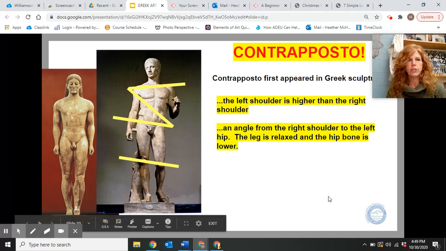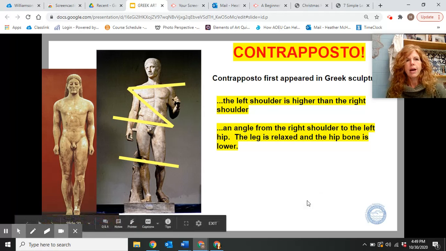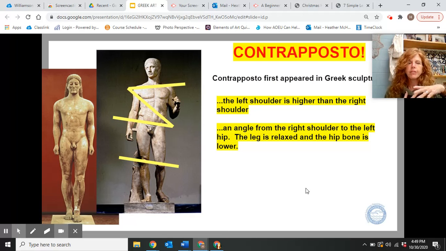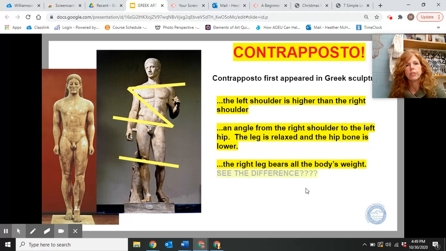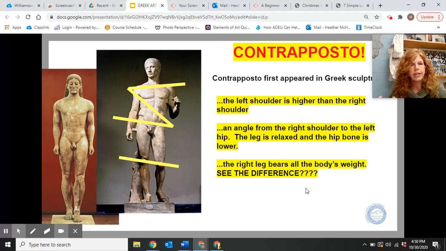All right, contrapposto. When you think about it, look at the difference between Doryphoros, the spear bearer, and the Koros. The Koros is so rigid and upright. And when you look at Doryphoros, he's got this zigzag way of kind of standing. This is really the way we all kind of stand in this relaxed stance, right? Much more realistic. That one leg bearing the weight, the non-weight-bearing leg is very relaxed and kind of dangling.